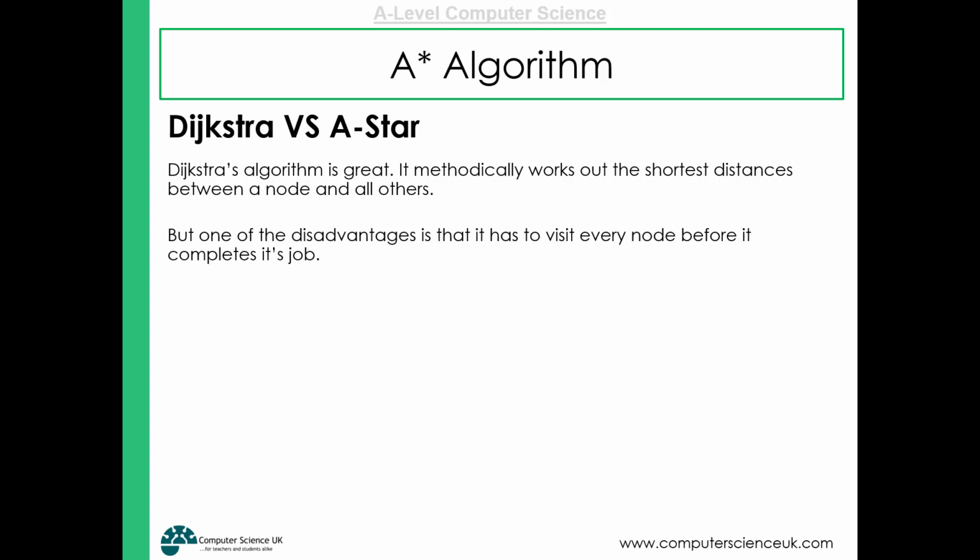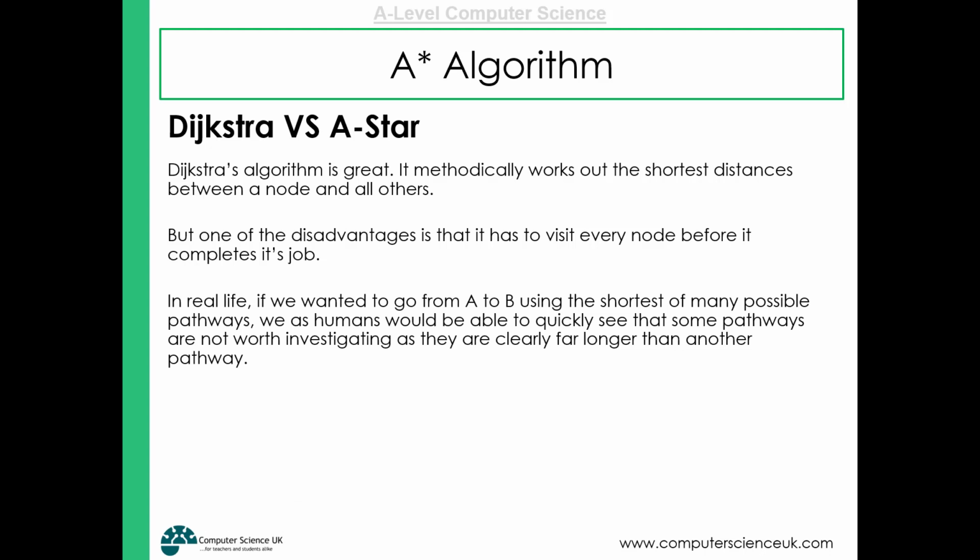Now, one of the disadvantages of Dijkstra's shortest path algorithm is that it has to visit every node before it completes its job. It has to exhaust every single pathway. And in real life, if you wanted to go from A to B and you looked at a map and you looked at possible different routes to get from A to B, you might be able to see very, very quickly that some pathways just aren't worth investigating. They're clearly far too long, far longer than other pathways.